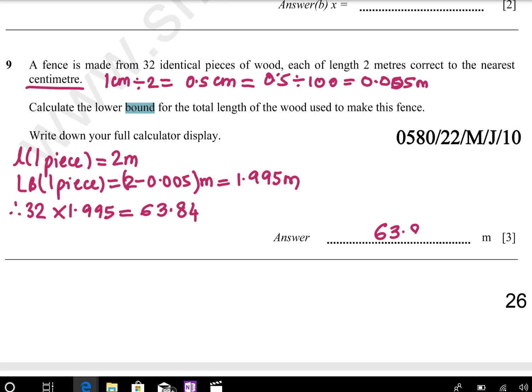So 63.84. Okay, now let's move ahead to another question based on bounds.